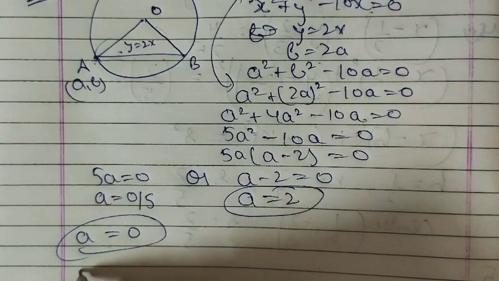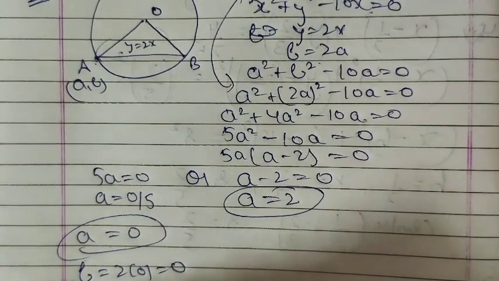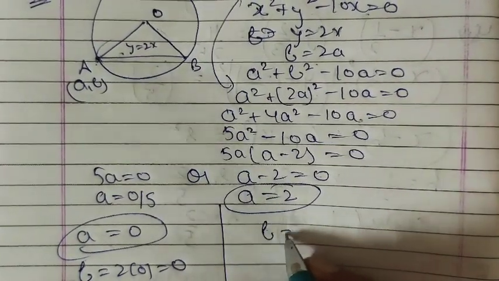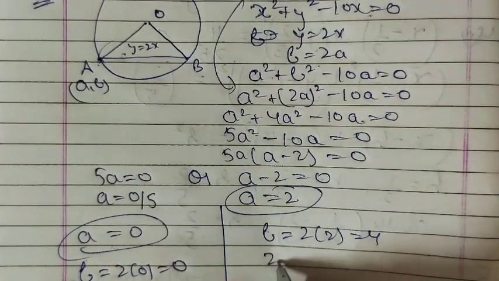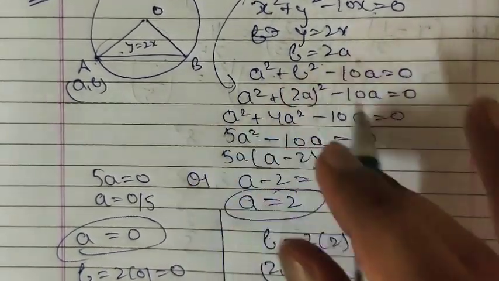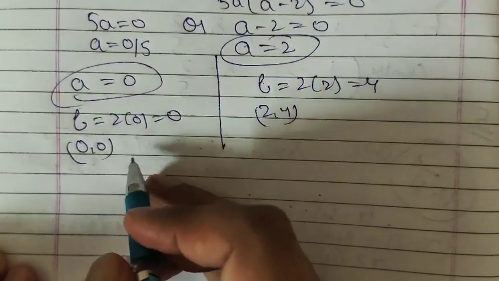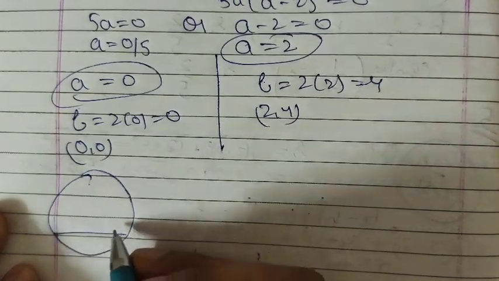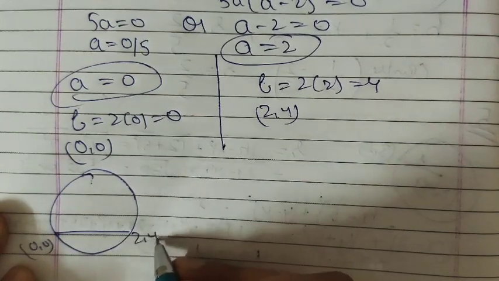So if a is 0, b will be equal to 2 times 0, which is 0. So (0, 0) is one coordinate. Similarly, if a is 2, b will be equal to 2 times 2, which is 4. So (2, 4) is another point. So the new diagram of the circle looks this way, right? This is a chord of the circle, and the coordinates are (0, 0) and (2, 4).